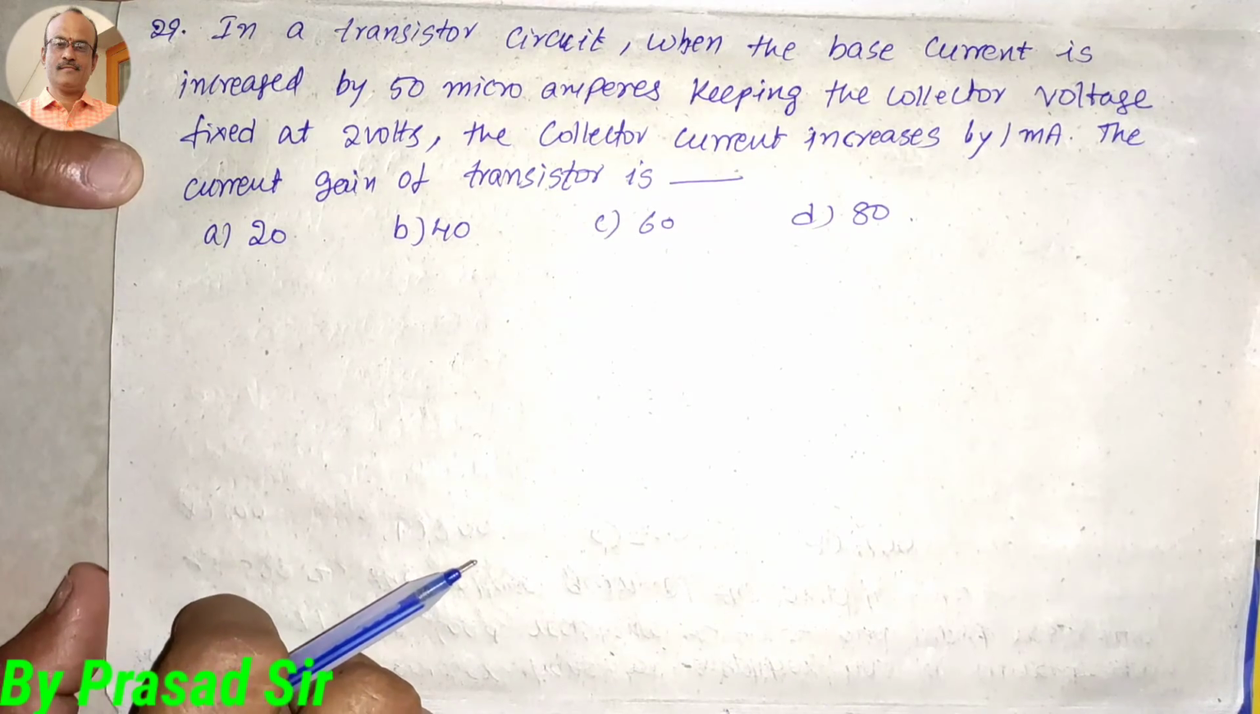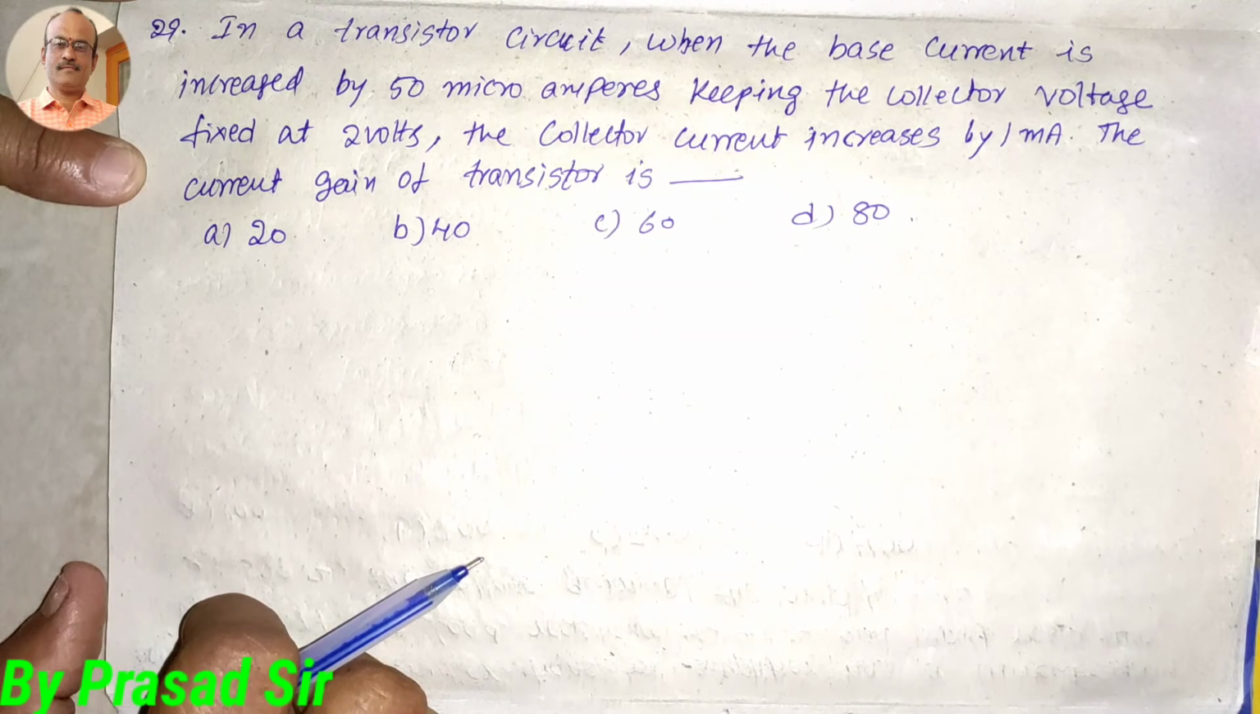Now the question number 29. In a transistor circuit, when the base current is increased by 50 microamperes, keeping the collector voltage fixed at 2 volts, the collector current increases by 1 milliampere. The current gain of the transistor is how much?